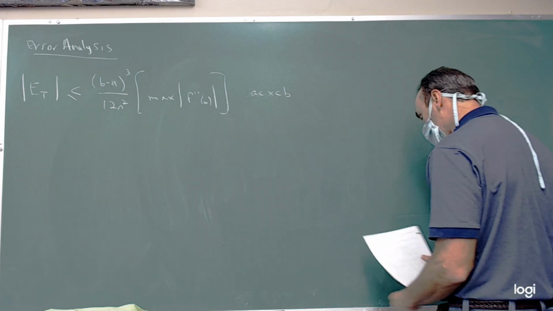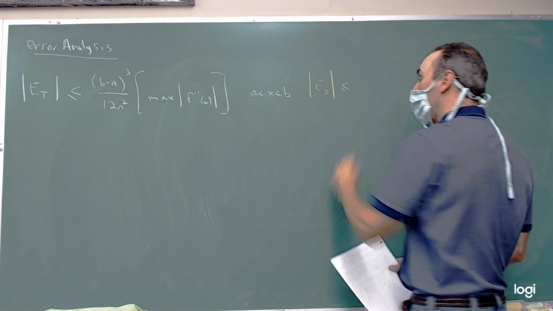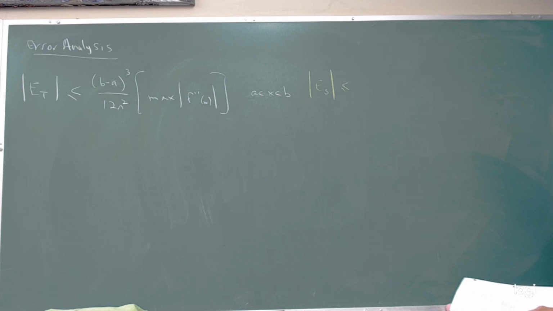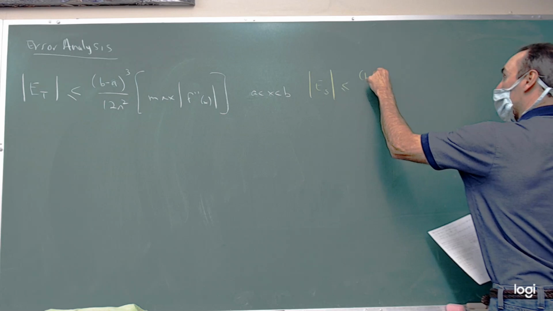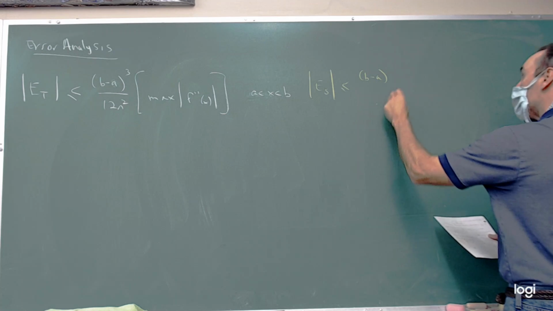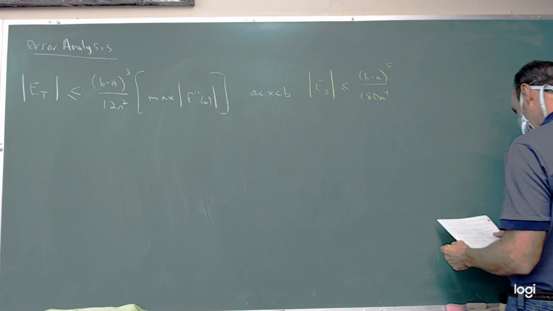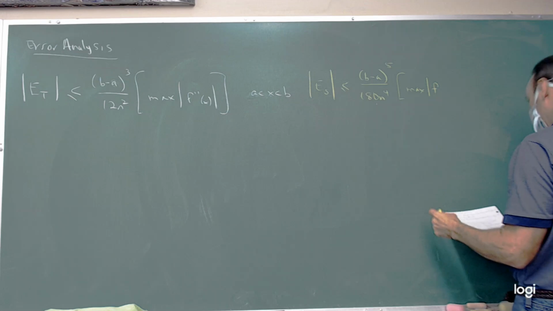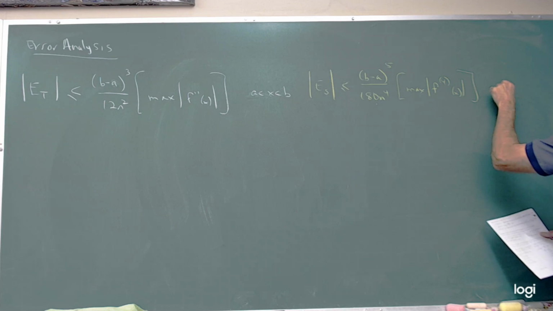And I'm going to put up here also the error for Simpson's rule. And then we'll kind of compare and contrast them. And then we'll actually use these on a particular function to estimate this error. So Simpson's rule is (b minus a) to the fifth over 180n to the fourth times the maximum of the absolute value of the fourth derivative of f(x) on that interval from a to b.